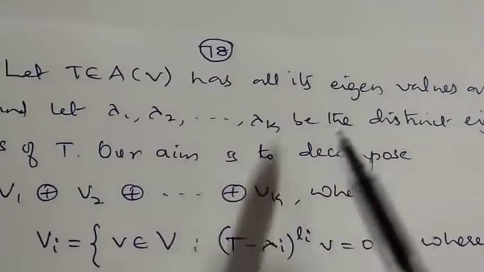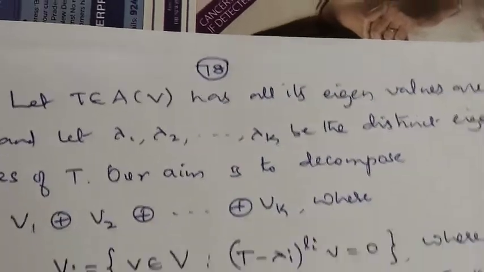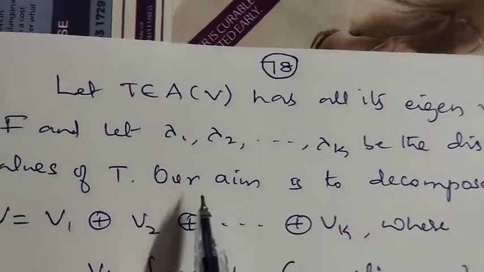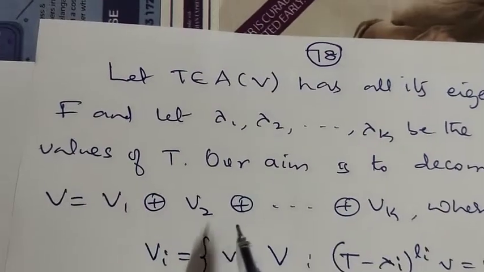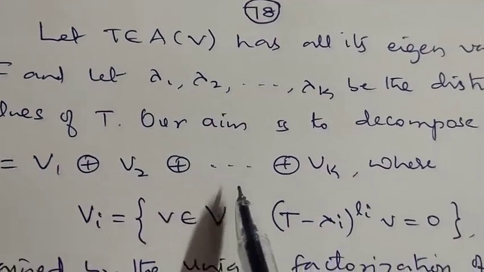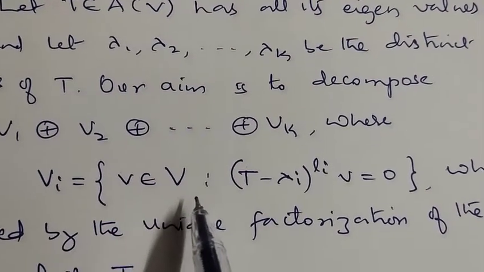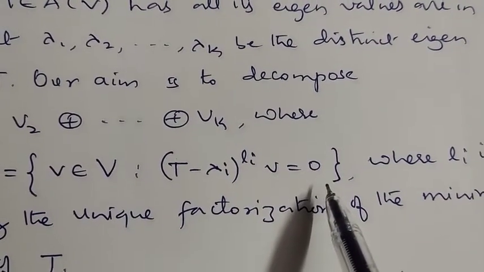Here we take T to be an operator on V such that all its eigenvalues are in F. Then let lambda 1, lambda 2, ..., lambda k be the distinct eigenvalues of the transformation T. Our aim is to decompose V as the direct sum of V1, V2, ..., Vk, where each Vi is given by the set of all v belonging to V such that (T minus lambda i) to the power Li of v is 0.